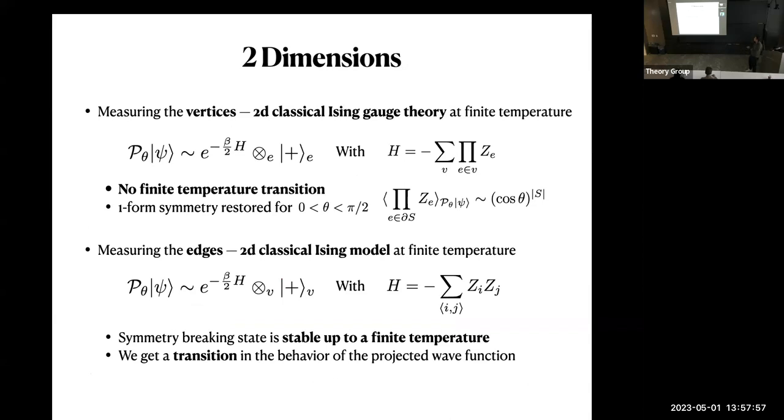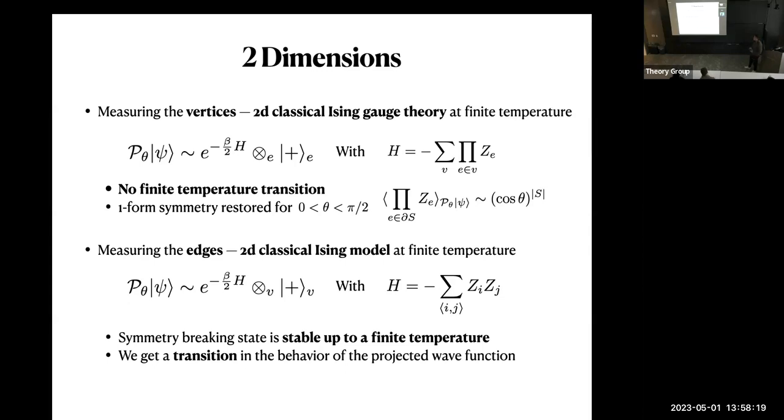And if you measure the vertex, what you get is essentially a classical Ising gauge theory. So you have the vertex term, but you don't have the flux term. And the classical Ising model at finite temperature doesn't have any transition. In that sense, the one-form symmetry is restored at any value of theta away from 0.